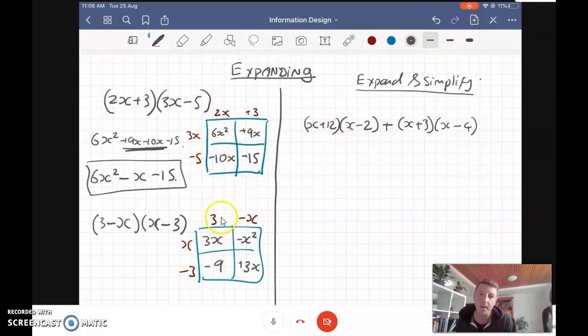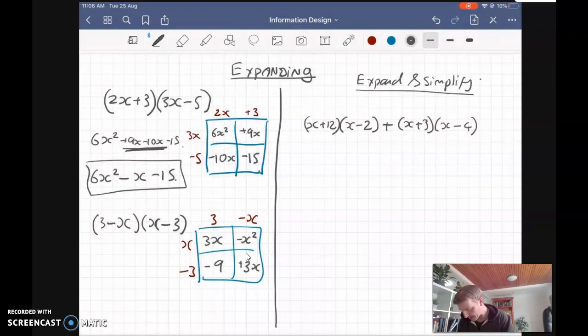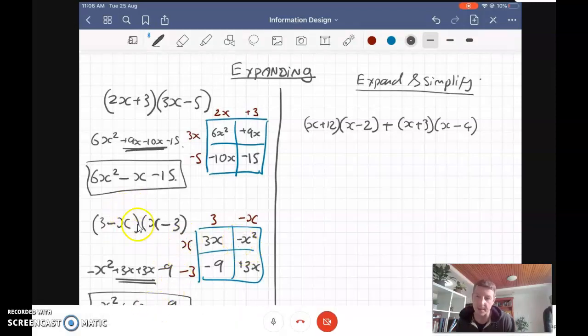So now, these things are in slightly different places than they are over here. I now got to combine these two. So if I write this out, I'm always going to start with my x squared. So it's going to be negative x squared plus 3x minus 9. So I combine those, I'm going to get negative x squared plus 6x minus 9. And that's my solution. So those are some things to look out for, but if you follow the same process every time, it shouldn't be too much of a problem.